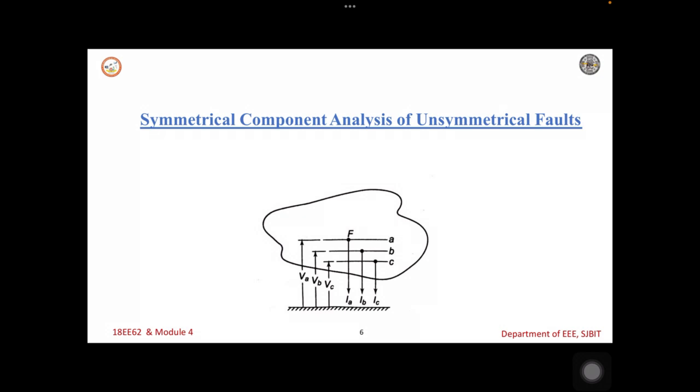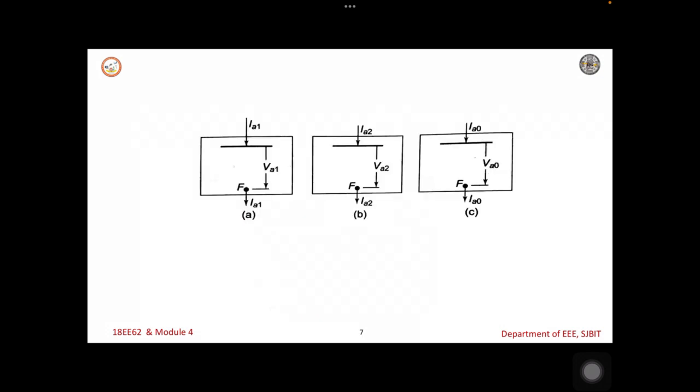Next we will see how to write the sequence networks. This is the positive sequence network, negative sequence network, and zero sequence network. The positive sequence network consists of the positive sequence voltage and current, VA1 and IA1; similarly VA2, IA2 and VA0, IA0.